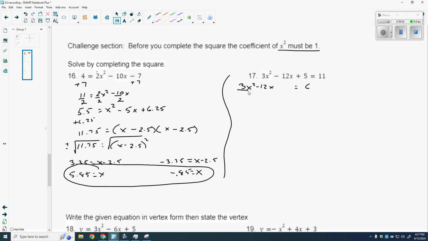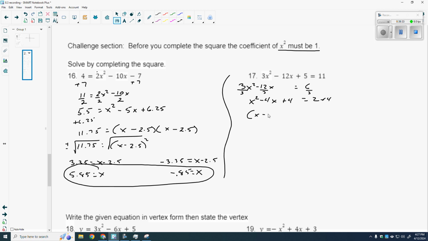Subtract 5 from both sides. Divide everything by 3. Oh, lucky us, it came out nice and neat. Then we get x squared minus 4x equals 2, because we divide this by 3, and that by 3. Okay, 4 divided by 2 is 2. 2 squared is 4, so I have to add 4 to both sides.